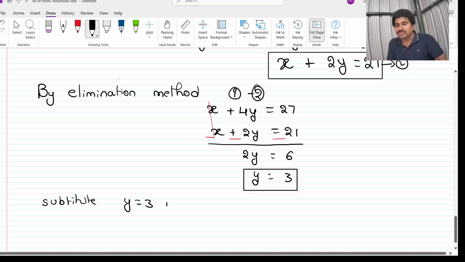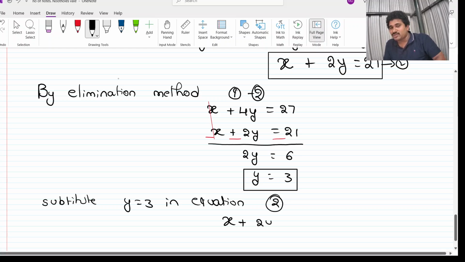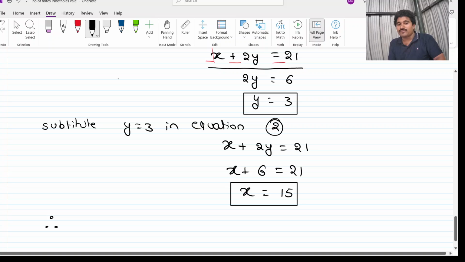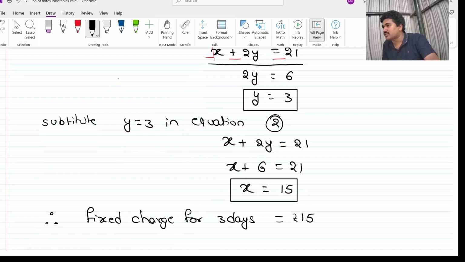Y is equal to 3 in the equation. X plus 2y equal to 21. So, x plus 6 equal to 21. X is equal to how much? 15. Correct? Therefore, fixed charge for 3 days is equal to rupees 15. Yes or no? Rupees only, write it.